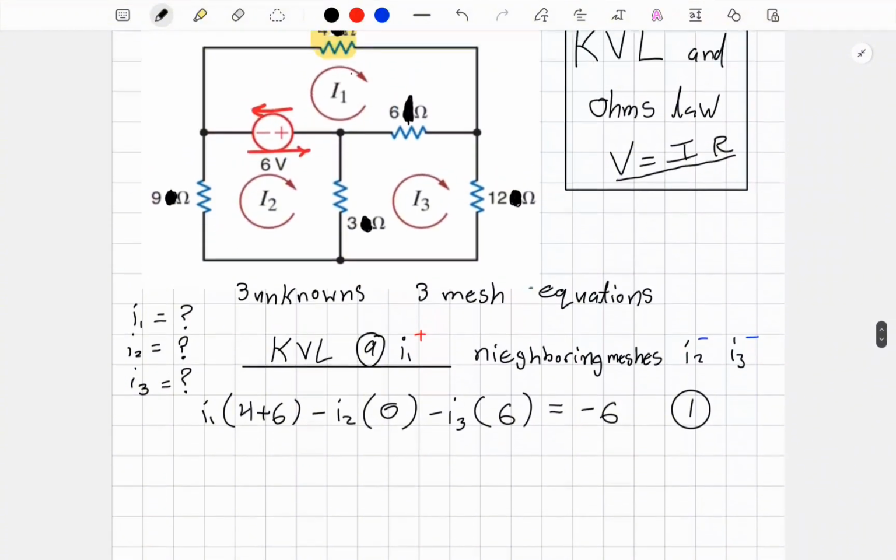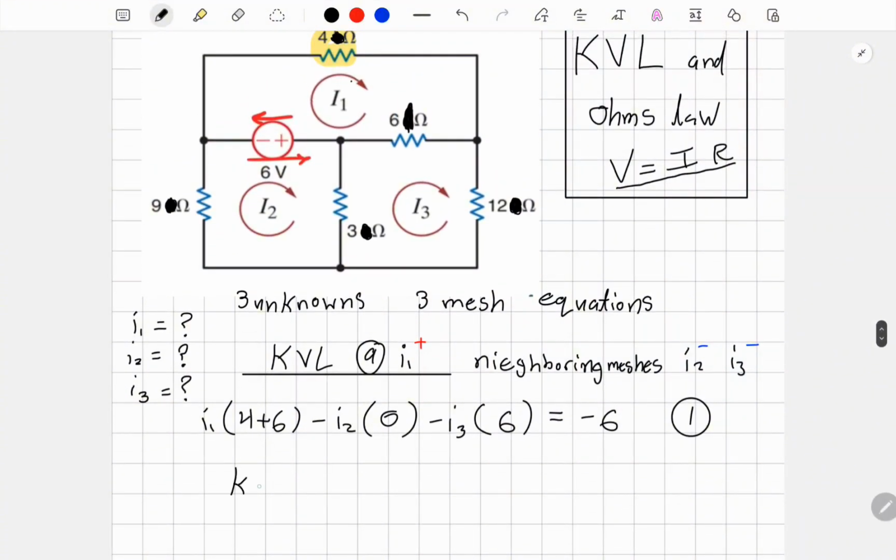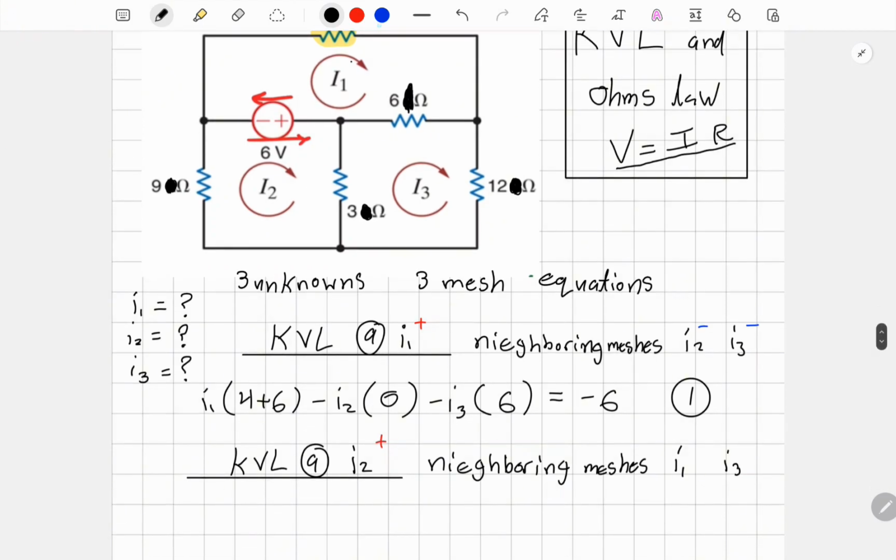Okay, so next is KVL at I2. My I2 is going to be positive because that's the mesh, or that's the current I'm doing KVL at. And then I'm going to look at my neighboring meshes. You don't really have to write or label even the way I'm doing for mesh analysis, but I like to when I'm explaining videos to make things easier for you guys. So I1 and then I3, and those are going to be negative.